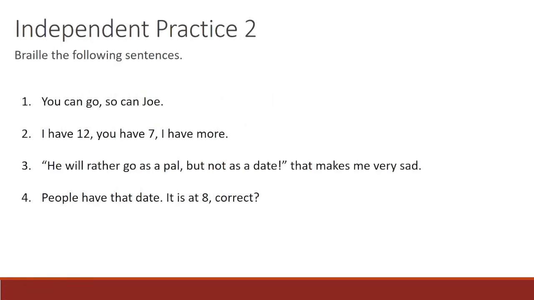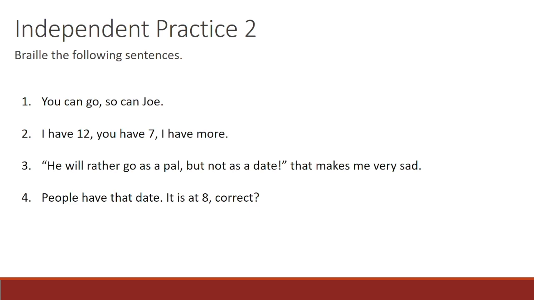Here is independent practice 2. Braille the following sentences. Number 1, period. You can go, so can Joe, period. Number 2, period. I have 12, you have 7, I have more, period.